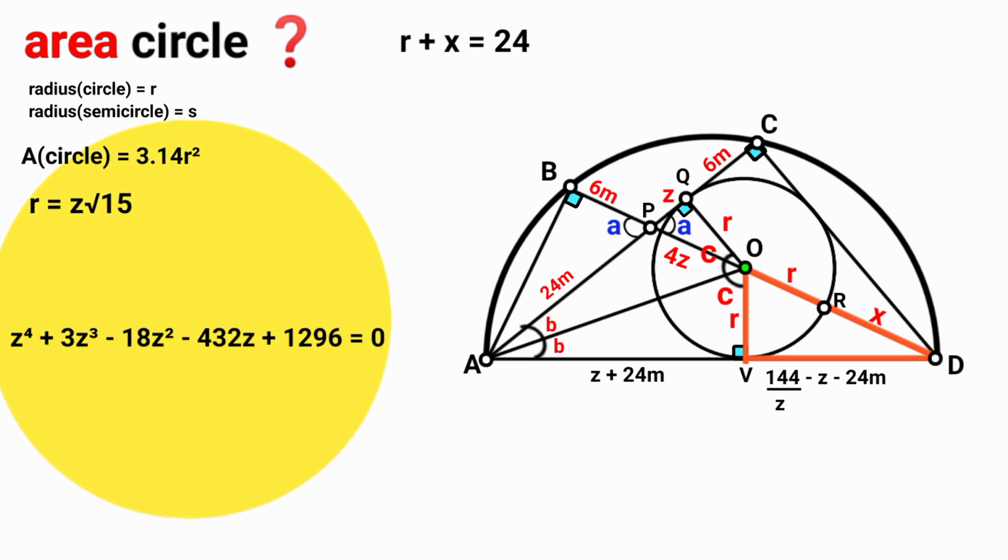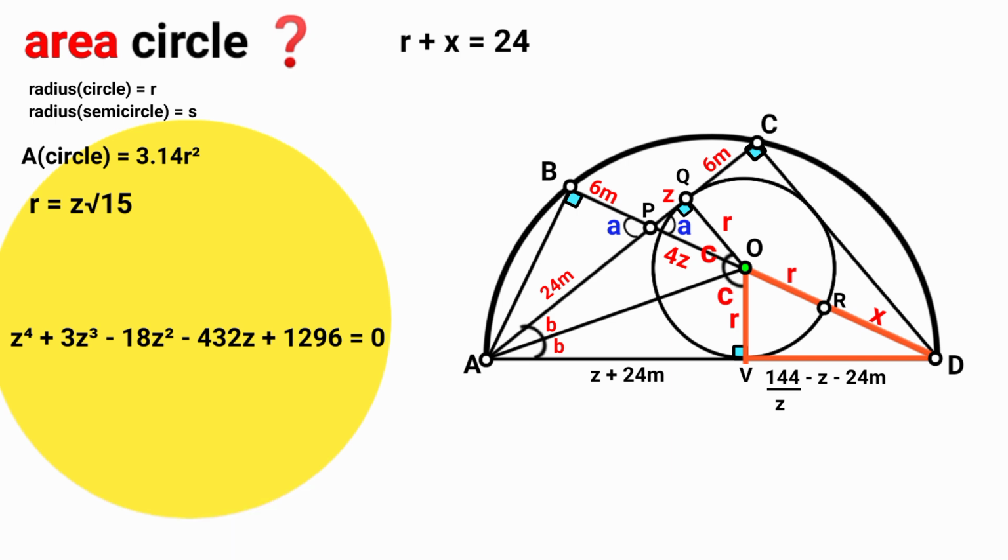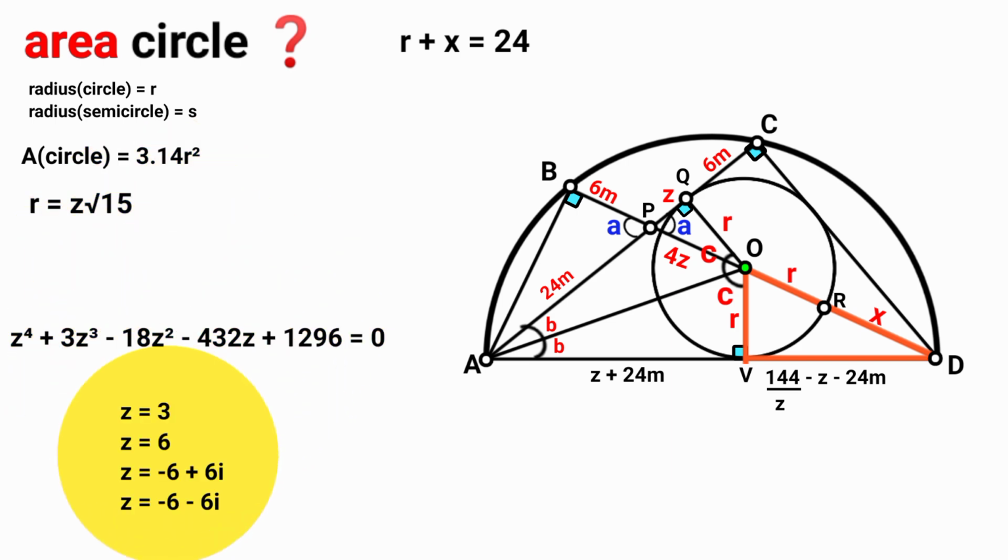This is a quartic equation. We solved it in a different video. The link is in the description. But in the other video, I used x instead of z. The answers we got are 3, 6, 6 plus 6i, and minus 6i. Which of these is our answer? These contain 6i, which is an imaginary number. Cannot be our answer. It is either 3 or 6.